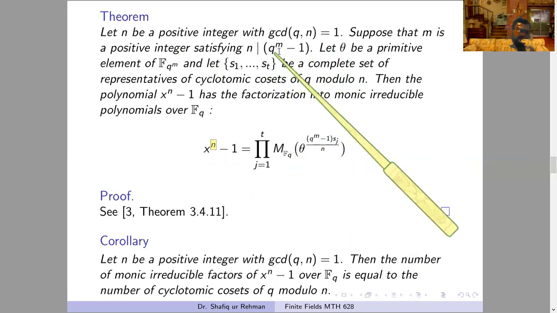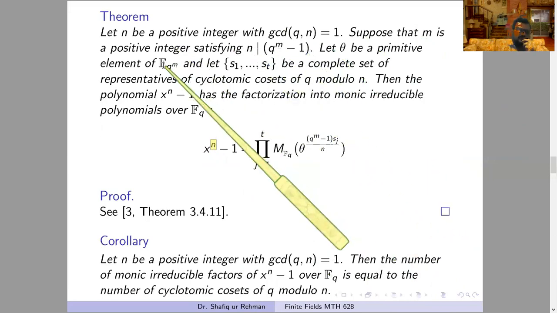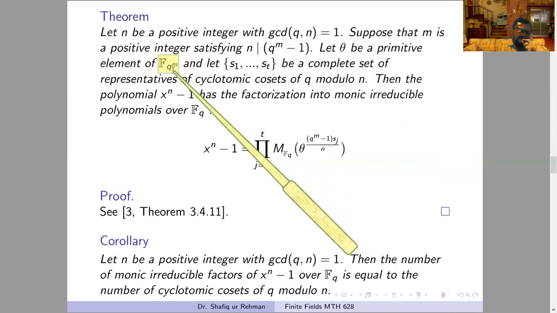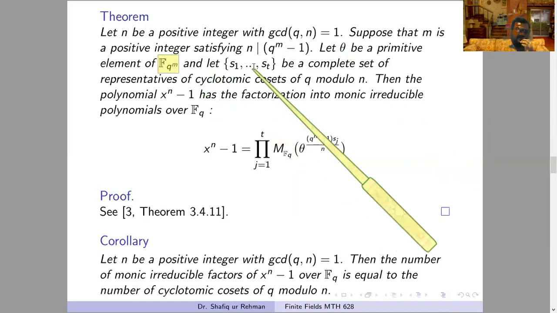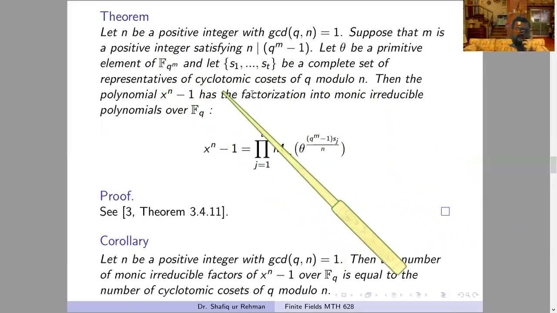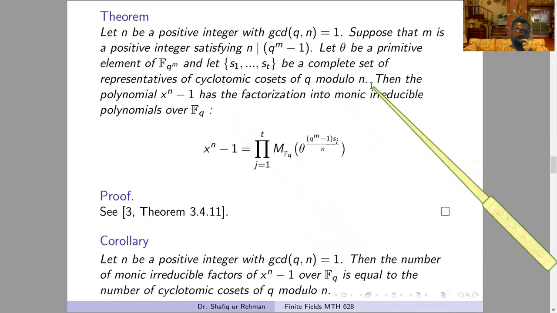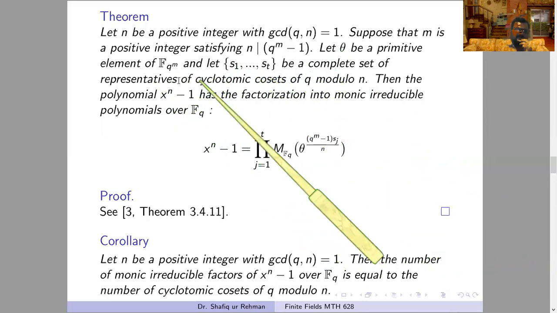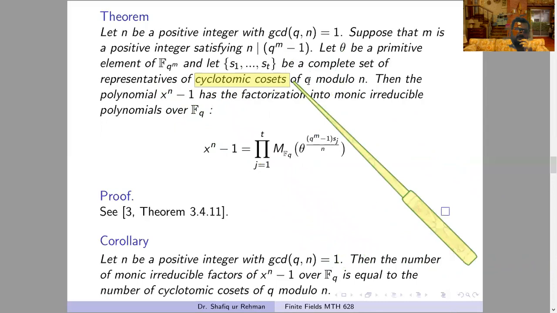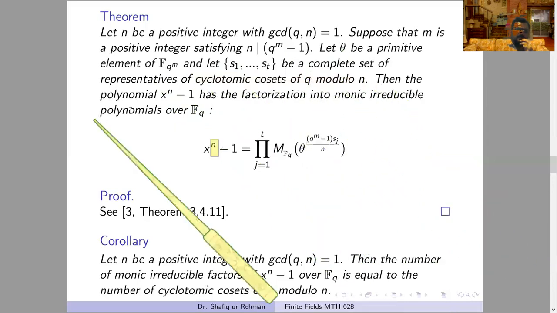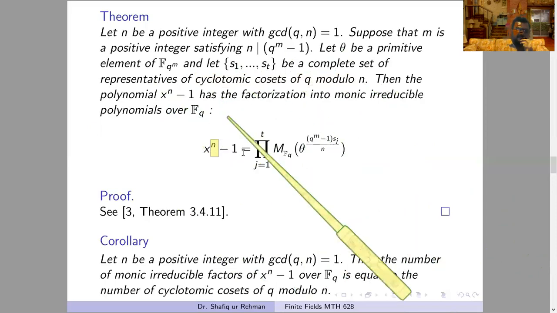And if n divides q^m minus 1, then we choose the field F_{q^m} and let theta be a primitive element of this field. And then let s1, s2, s3, up to st be a complete set of representatives of cyclotomic cosets of q modulo n. This is important here: these are cyclotomic cosets of q modulo n, where n is this degree. And then the polynomial has the factorization given by this formula.